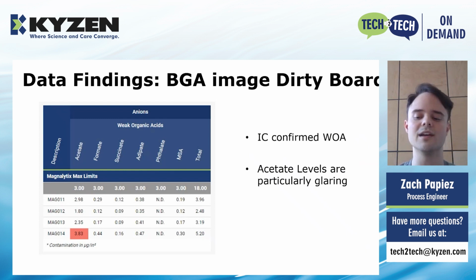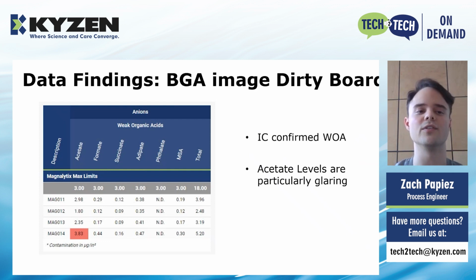Furthermore, the application of ion chromatography provided additional information on the existence of active flux ions within the board. This analytical technique allowed us to detect and quantify these flux ions, adding depth to our understanding of the board's condition. Particularly noteworthy were the acetate levels detected during the ion chromatography testing, which fell within a borderline range.